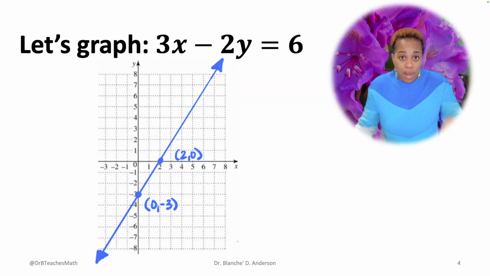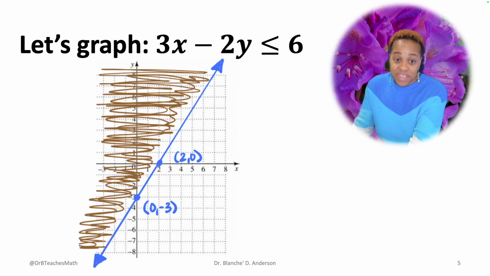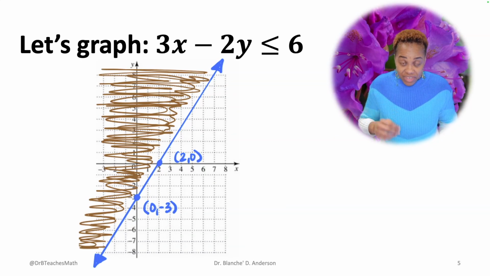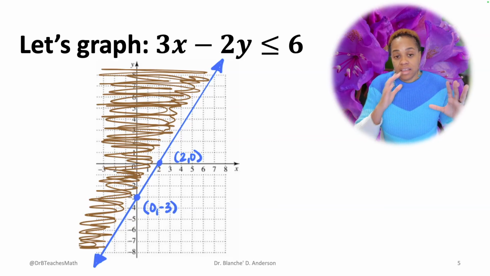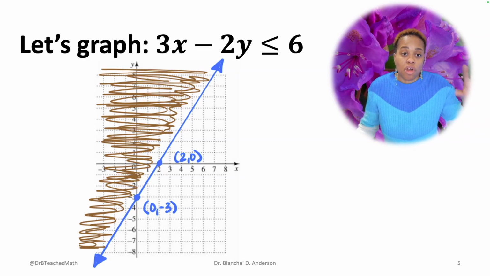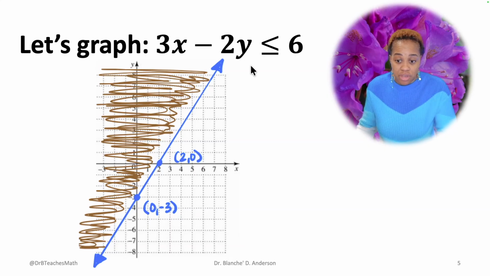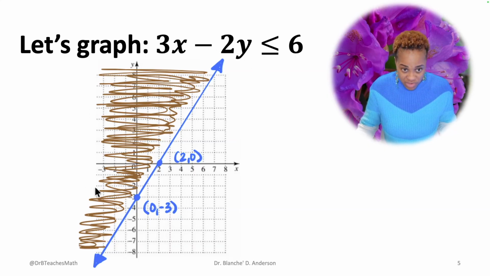However, if I said graph the inequality, this is what it would look like. So notice that you end up shading on the top side. That means everywhere it's shaded, those are possible solutions for this inequality, 3x minus 2y less than or equal to 6. These are all possible solutions. So remember we said (4, 4). Well, this is where x is 4 and y is 4, right here.